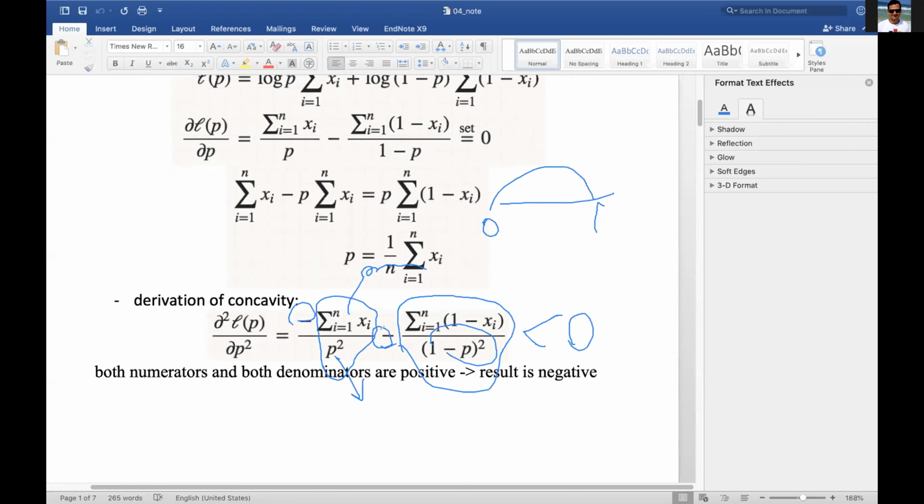I have a question. Yeah. This xi is a Bernoulli distribution?